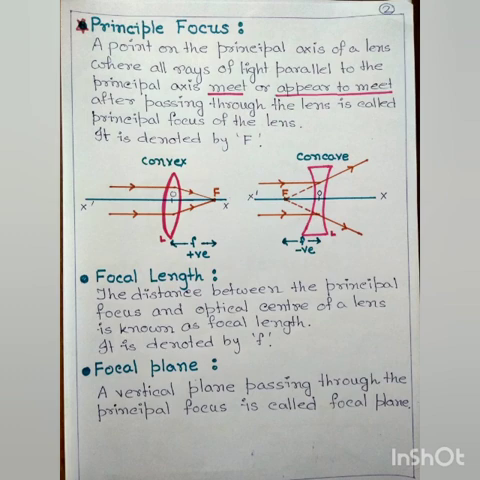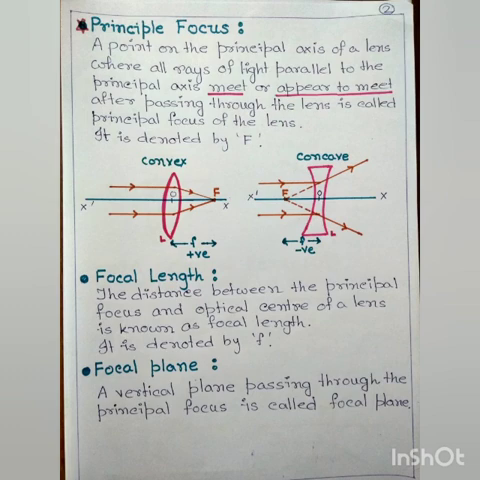Now next we will discuss the focal length. The focal length is the distance between the principal focus and the optical center of the lens, and it is denoted by small f. Clear? See, in the above pictures, I have denoted the focal length, which is from the optical center to the principal focus. For a convex lens, focal length is positive, and for a concave lens, it is negative. You have to remember this very nicely.